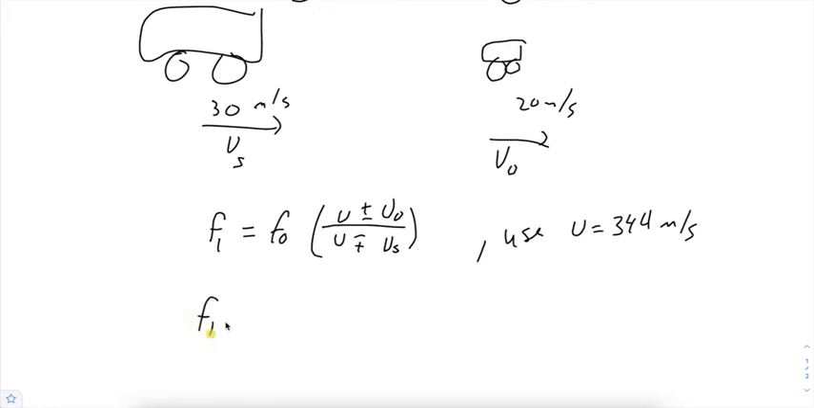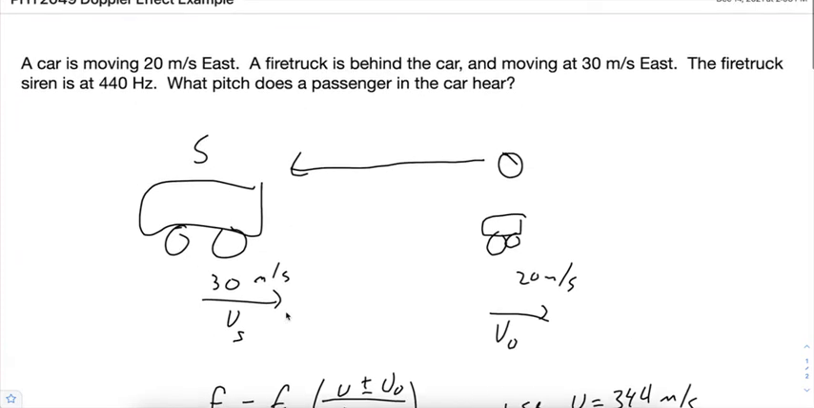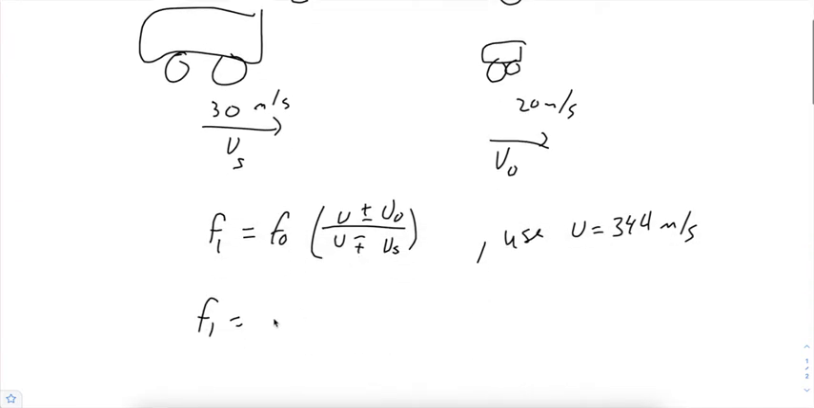So in this case, our new frequency will be the old frequency. What is that? 440 hertz, times 344 minus 20, over 344 plus 30. And then I just lied. That should have been minus 30. It's minus top and bottom here, because they're both moving in the same direction. Anything moving in this picture to the right is a minus. Anybody moving to the left would be a plus.